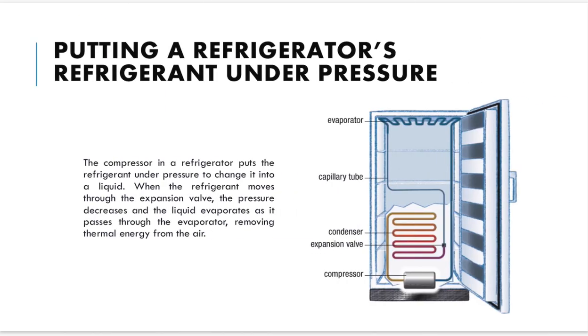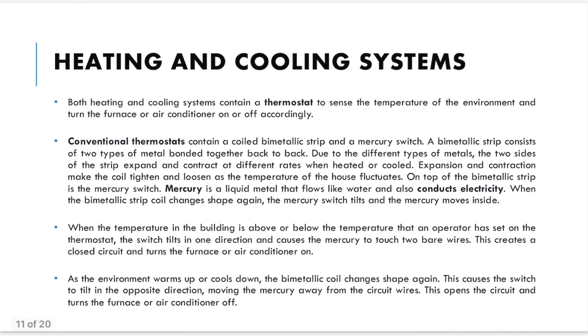So the compressor in a refrigerator puts the refrigerant under pressure to change it into a liquid. When the refrigerant moves through the expansion valve, the pressure decreases and the liquid evaporates as it passes through the evaporator, removing thermal energy from the air. Both heating and cooling systems contain a thermostat to sense the temperature of the environment and turn the furnace or air conditioner on or off accordingly.